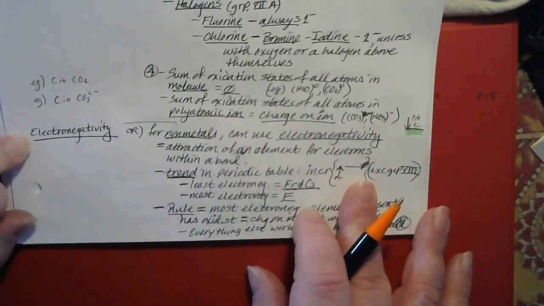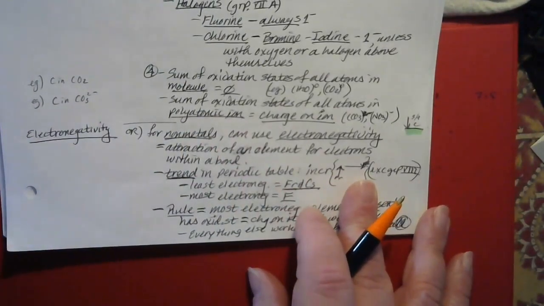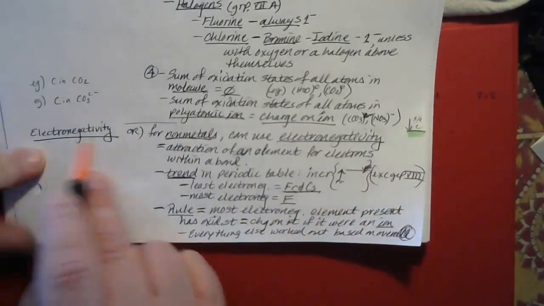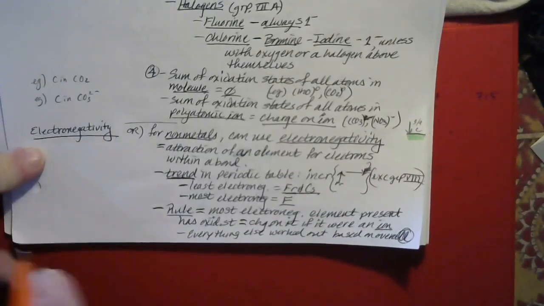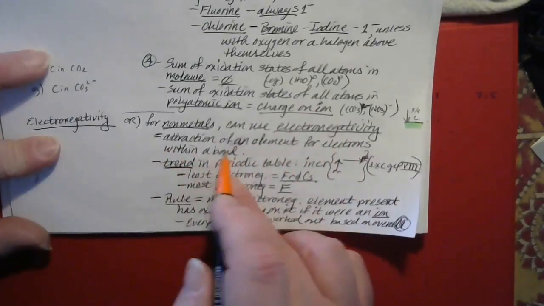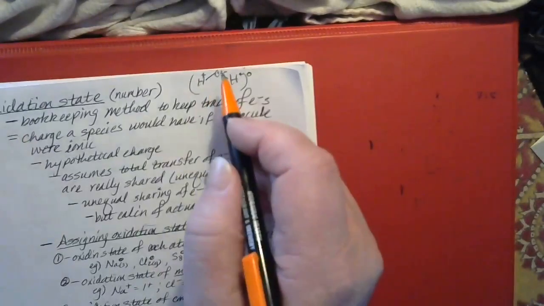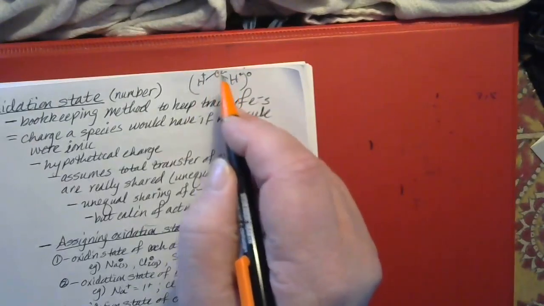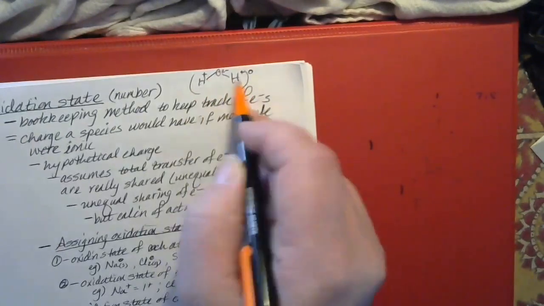There is an easier method for assigning oxidation states, and I'm really not sure why the book didn't mention it at this point. I'm sure they'll mention the concept later, but this seems like it would have been a good place to introduce it. And that is the concept of electronegativity. Electronegativity is the attraction of an element for electrons within a bond. And so in the H2O molecule, the fact that the oxygen has a negative charge on it indicates that the oxygen has a greater electronegativity, that is, a greater attraction for electrons, than the hydrogens do.